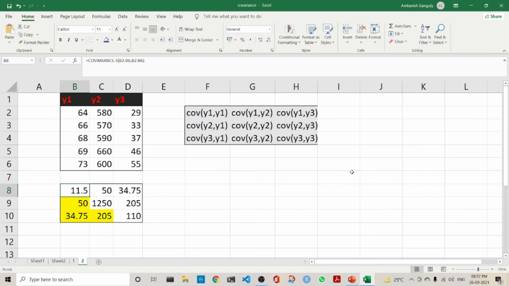So this gives you a brief overview of the covariance matrix, and this lays the foundation of the explanation for the PCA.